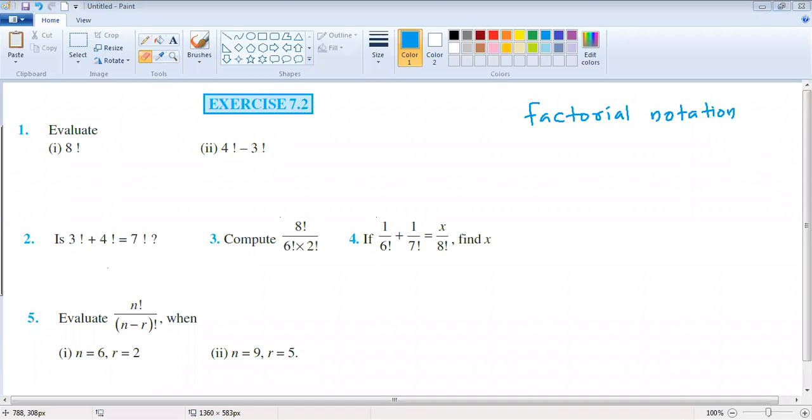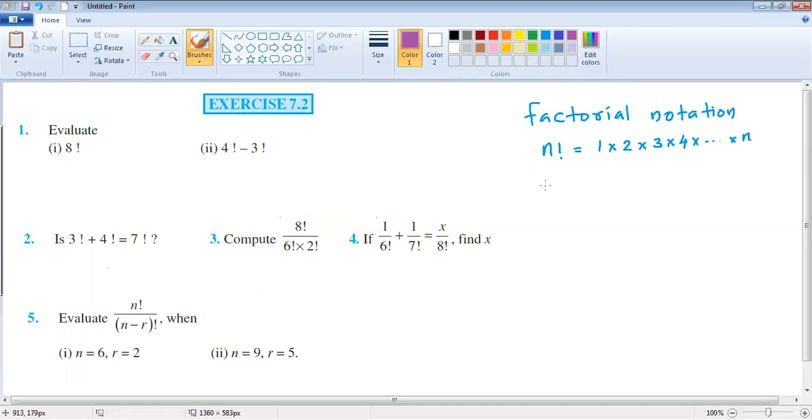Okay, so I would like to tell you about a new concept which is factorial notation. It is written like this: n, then an exclamation symbol, and it is read as n factorial. The definition of n factorial is 1 into 2 into 3 into 4 into etc. into n. That's the meaning of factorial notation.